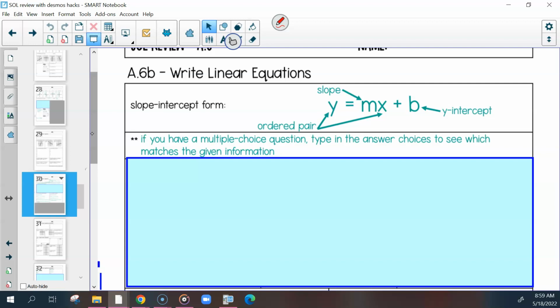Now for 9 through 11, those you would have to actually be able to find the slope and find the y-intercept. Do we need to see any of those 9 through 11?